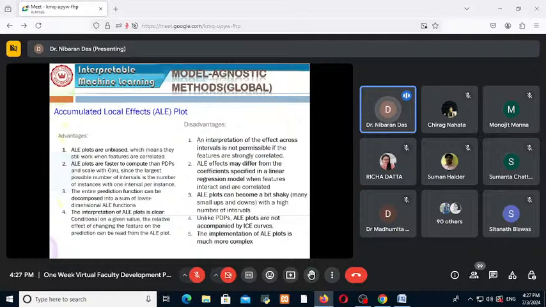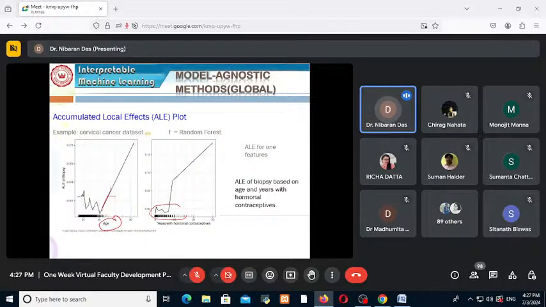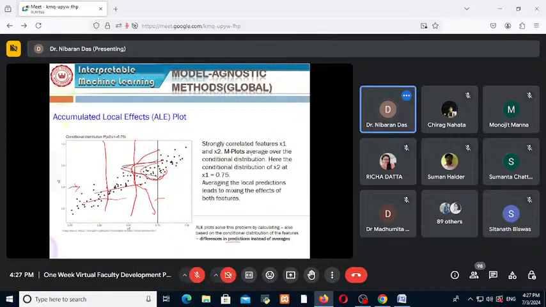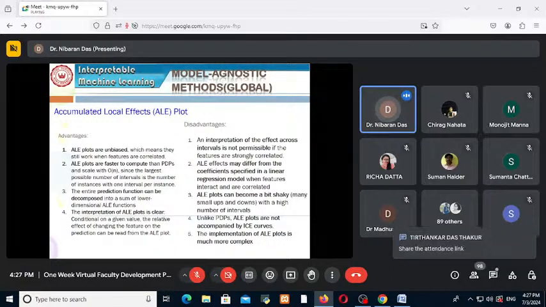Conditional on a given value, the relative effect of changing the feature on the prediction can be read from the ALE plot. But there is a disadvantage in the effect across the interval, because if you notice the zigzag curve, right? This will be calculated locally, but across the interval it is not permissible when the features are strongly correlated.